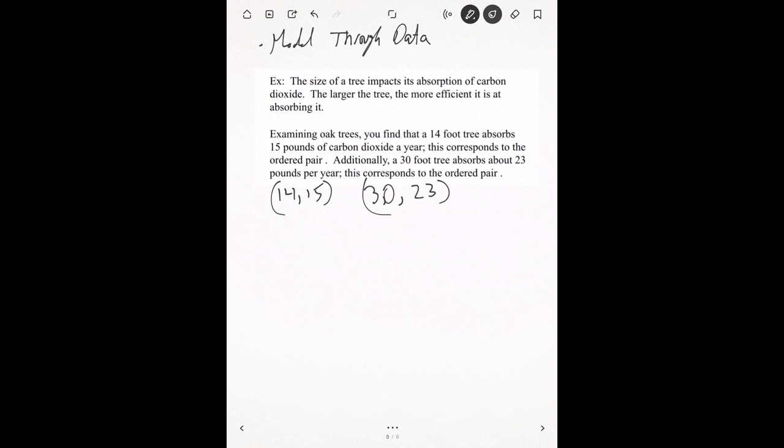Okay, this problem is very straightforward because it's just writing an equation of a line through 2 points. So we first need to find the slope. We can say that's 23 minus 15 over 30 minus 14. This is just the slope formula. So let's see, 23 minus 15, that should be 8 over 16, which is a half. So the slope here is a half, and then let's figure out what the y-intercept is. So y equals 1/2 x plus b.